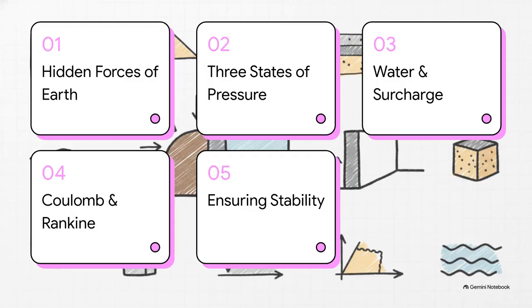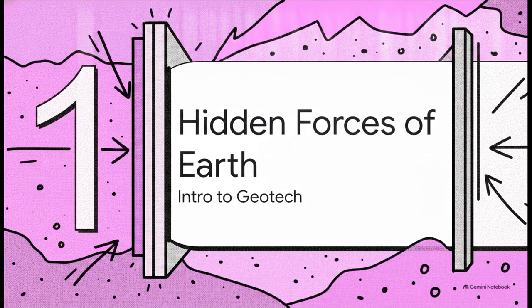Here is our roadmap for this explainer. We're going to cover the hidden forces of Earth, the three states of pressure, water and surcharge complications, the Coulomb and Rankine theories, and finally, ensuring retaining wall stability. All right, let's kick things off with Section 1, the hidden forces of Earth.